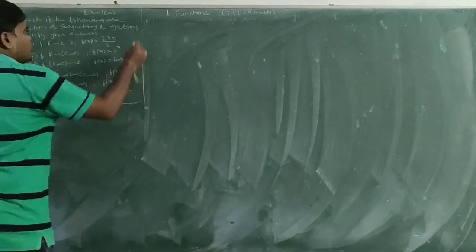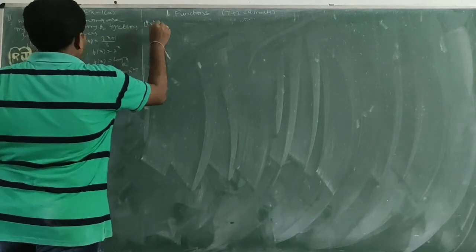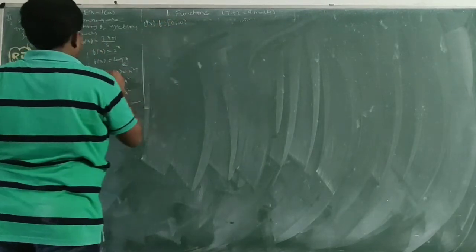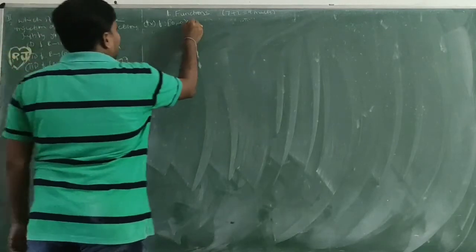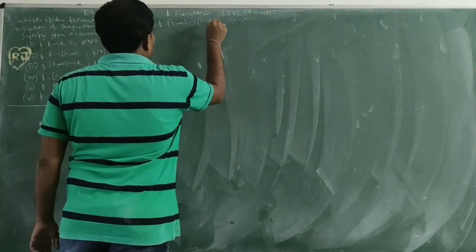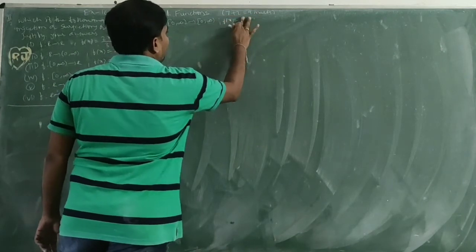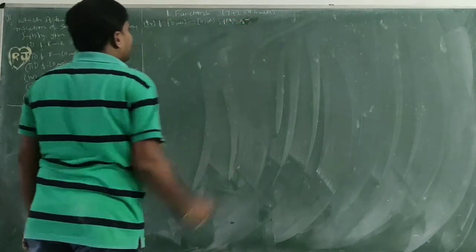Next, fourth question. f from 0 to infinity to 0 to infinity, f of x equal to x square.